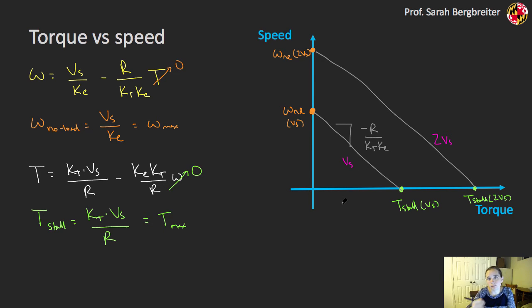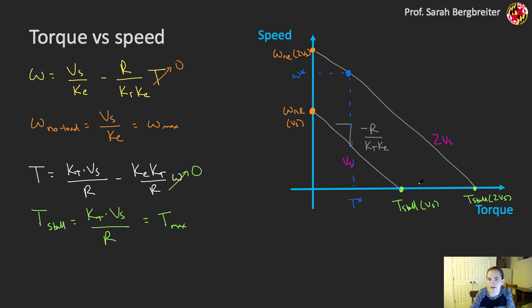So if I apply more voltage, I can get both more torque and more speed. And what this line is telling me is that I can operate anywhere along this line. So I could operate at a torque and speed corresponding to this point right here, for example. I could change the voltage to get some point in between these lines, right?